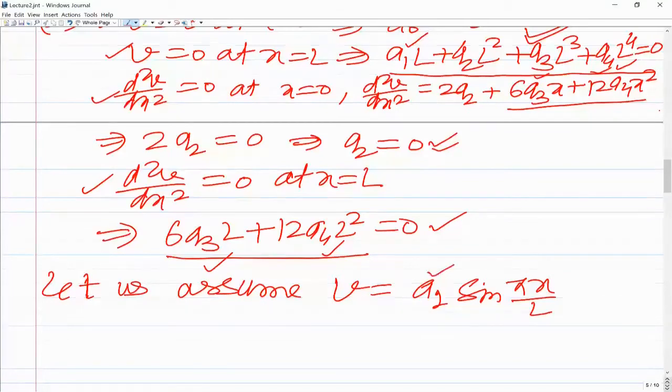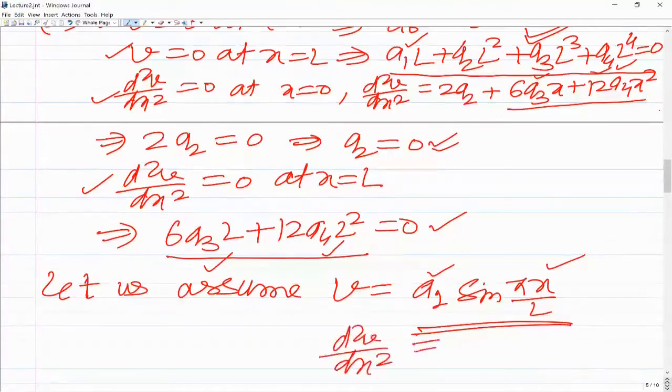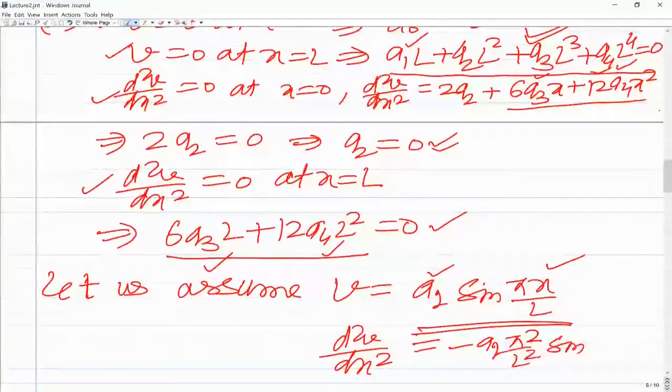Now if you look at the boundary conditions, if we put x equal to 0 in this expression, you will get v equal to 0. If we put x equal to l in this approximate solution, again it would be a1 sine pi, which is 0, so you get v equal to 0 at x equal to l also. So the first set of boundary conditions is automatically satisfied. Now for the second set of boundary conditions, if you differentiate this twice, you get d2v by dx square equal to minus a1 pi square by l square again into sine of pi x by l.